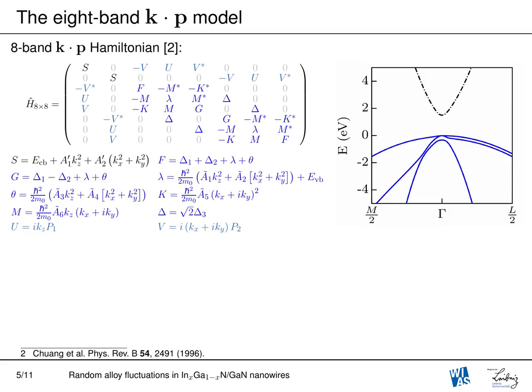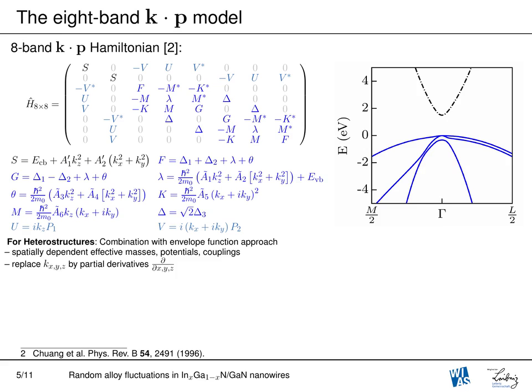So, what we will use here in the continuum model is an 8-band k.p Hamiltonian, basically consisting of the bottom conduction band here in black and the top 3 valence bands. That's pretty much the backbone of device simulations to date.